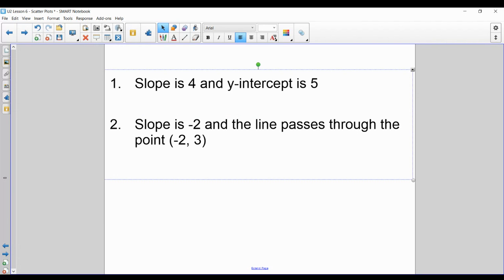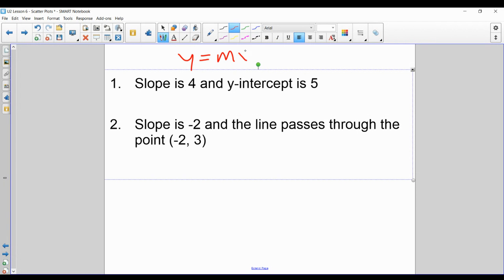All right, so the warm-up is on writing equations from lines given different amounts of information. Remember that whenever we're writing the equation of a line, we're writing it in the form y equals mx plus b, where m is the slope and b is the y-intercept.